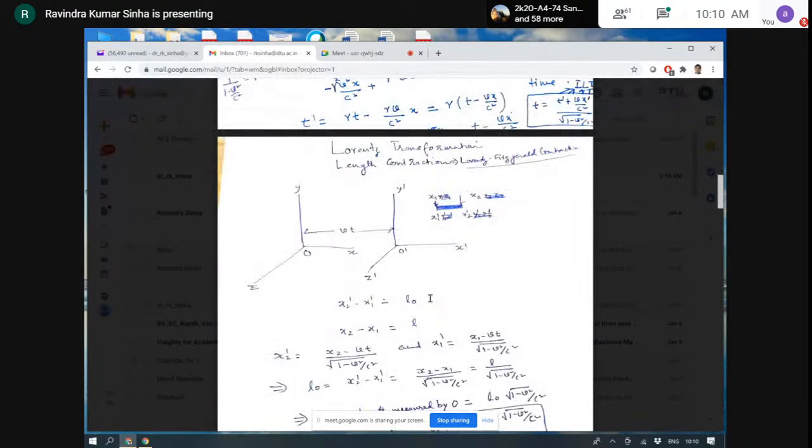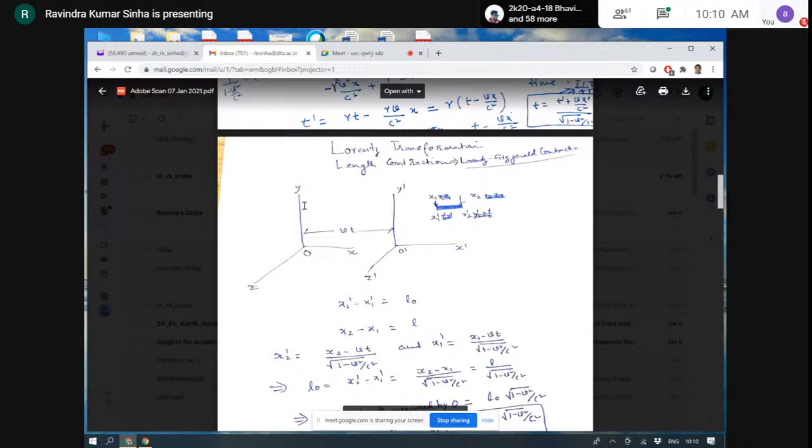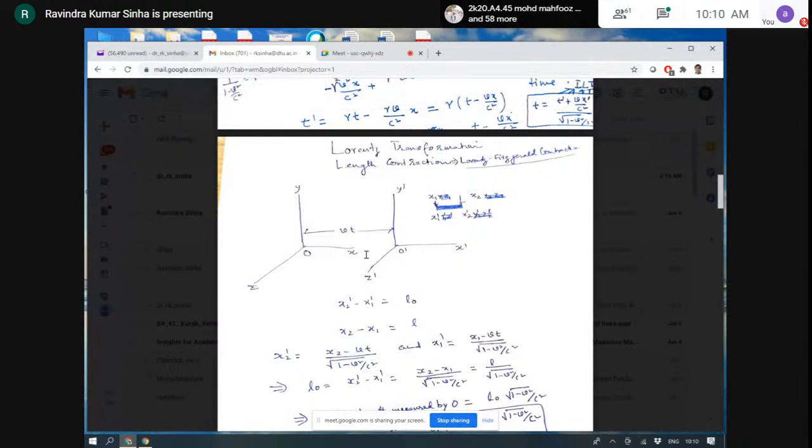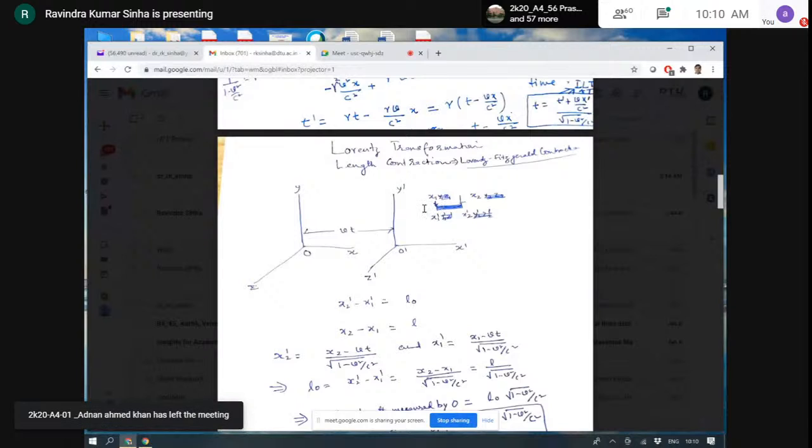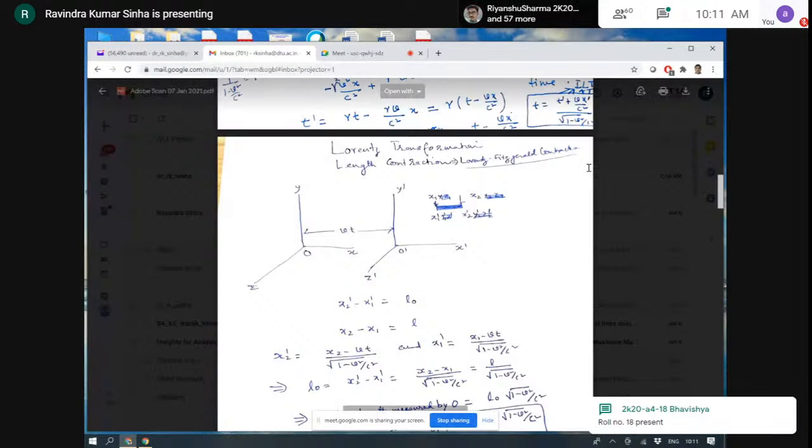Now Lorentz transformation, that is length contraction and Lorentz-Fitzgerald contraction. Let's take that there are two axes, one is S frame of reference, this is S dash frame of reference. At t is equal to 0, they were coincident. And in this frame, there is one stick. Okay, so a stick's coordinate, an observer O dash, he will measure its length x2 dash minus x1 dash. Okay, and this person will be measuring from the other frame of reference, x2 minus x1.